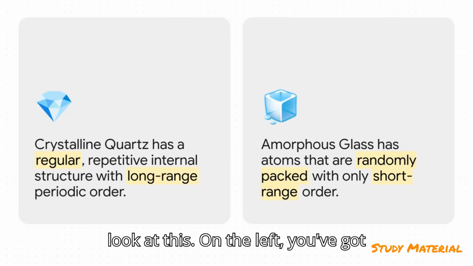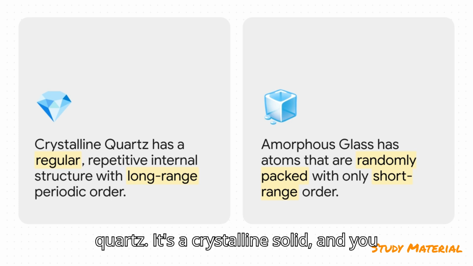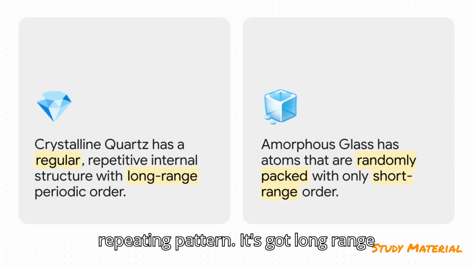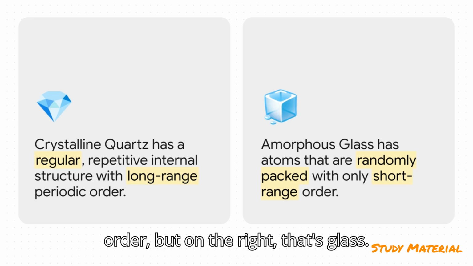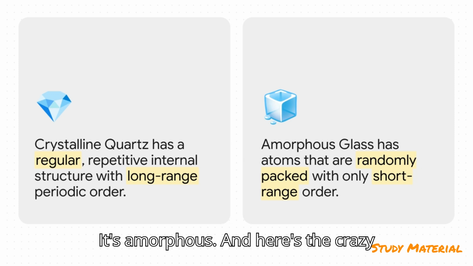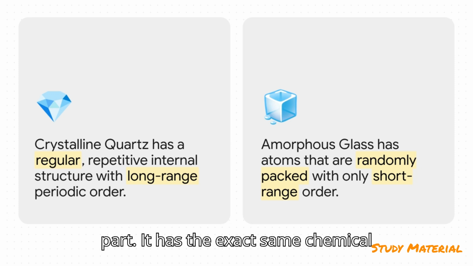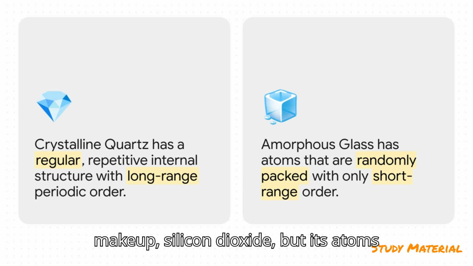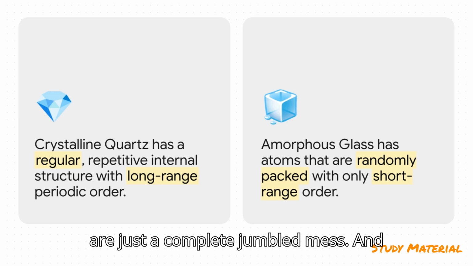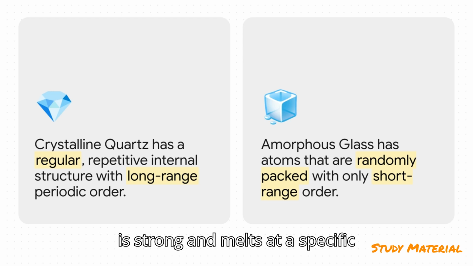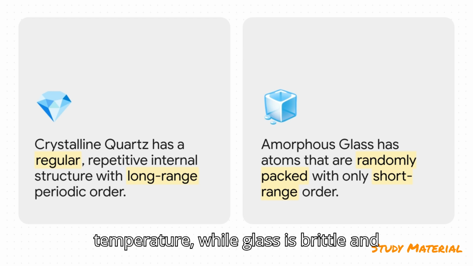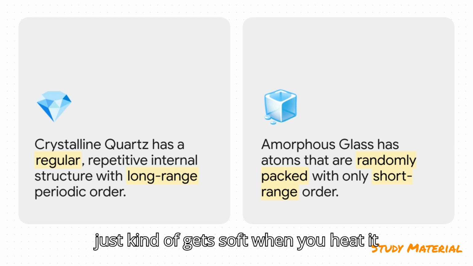Okay, just look at this. On the left, you've got quartz. It's a crystalline solid, and you can see its atoms are in this perfect repeating pattern. It's got long-range order. But on the right, that's glass. It's amorphous. And here's the crazy part. It has the exact same chemical makeup, silicon dioxide. But its atoms are just a complete jumbled mess. And that one single difference is why quartz is strong and melts at a specific temperature, while glass is brittle and just kind of gets soft when you heat it up.